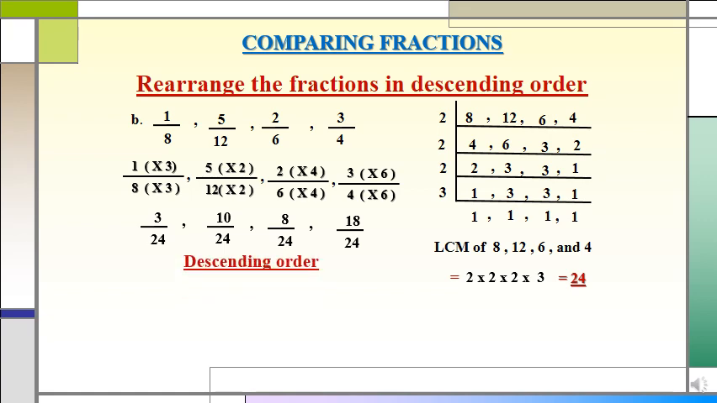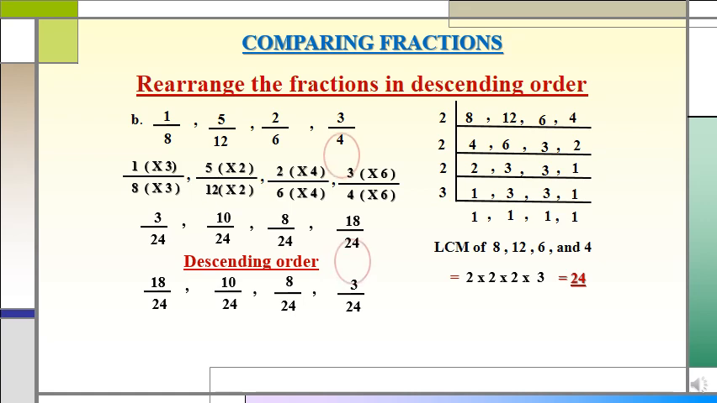Now we will arrange these fractions in descending order. That is from big to small. Since the denominators are the same, bigger the numerator, greater the fraction. Here 18 by 24 is the greatest fraction since the numerator is big. Next we have 10 by 24, which is the next big fraction, followed by 8 by 24, and the smallest is 3 by 24. Now we have arranged the fractions in descending order from big to small.